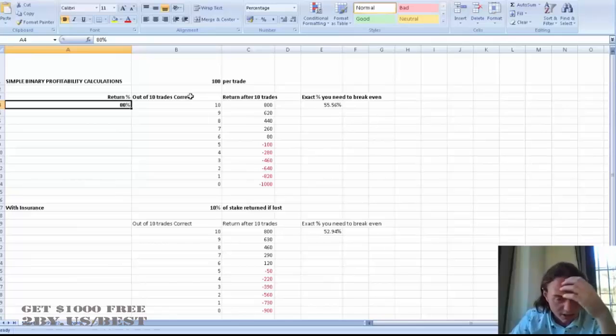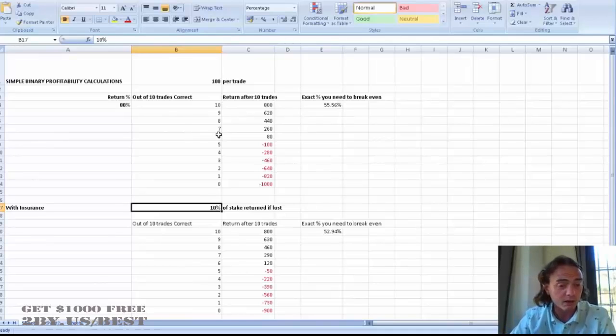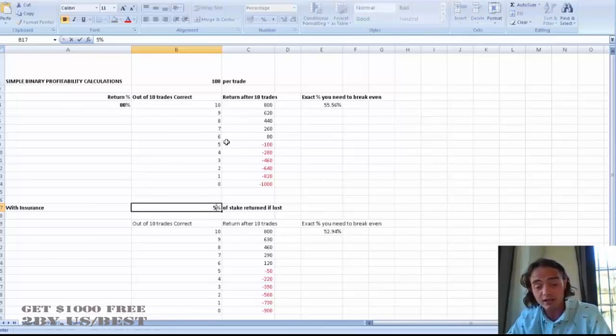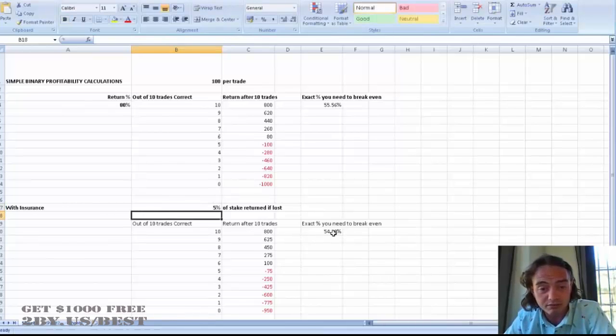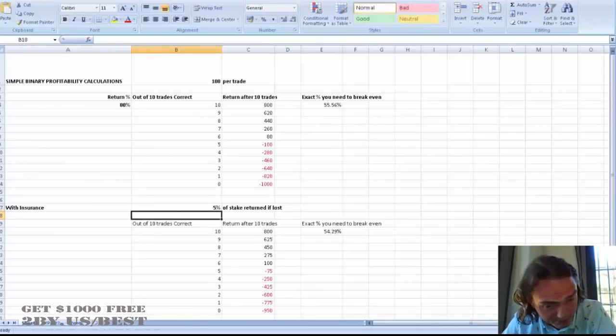Now, I did mention the insurance. This calculator, I'm going to make available as a download on my website, because I think this will probably be useful to you guys, even if it's just for illustrative purposes. Some brokers are offering insurance, so if that is the case, you can input this figure here, and then you'll see the exact percentage of trades you need to get right to break even.